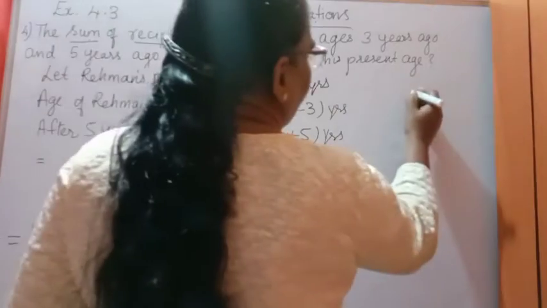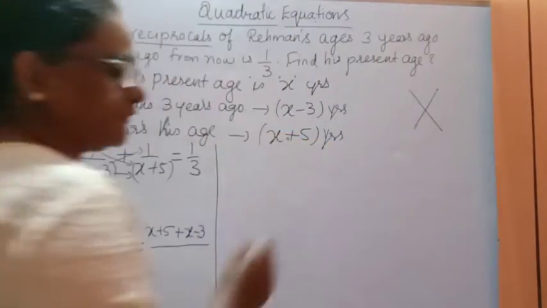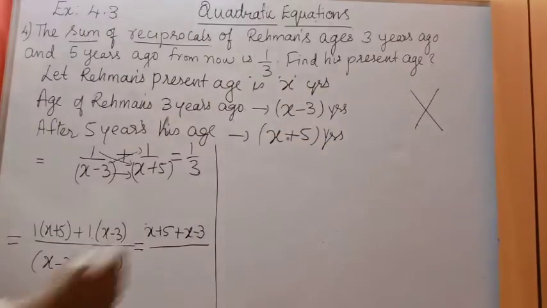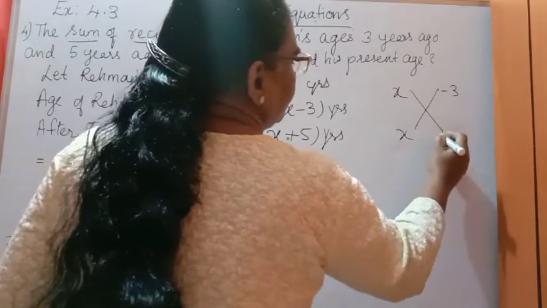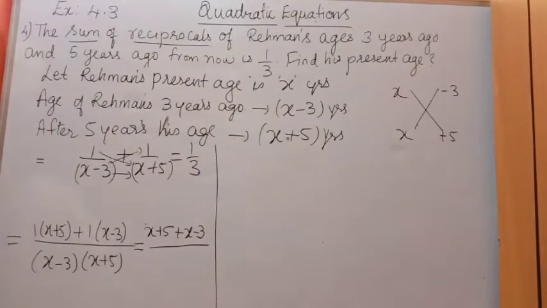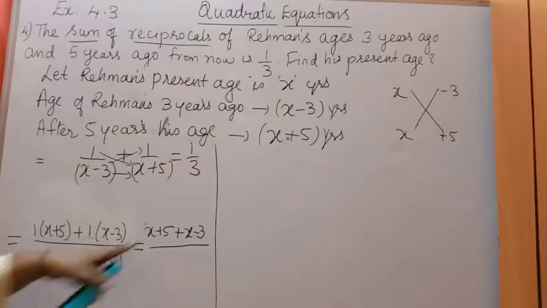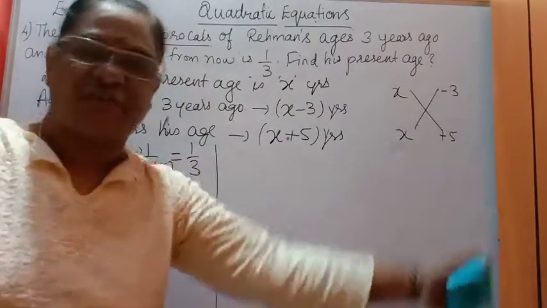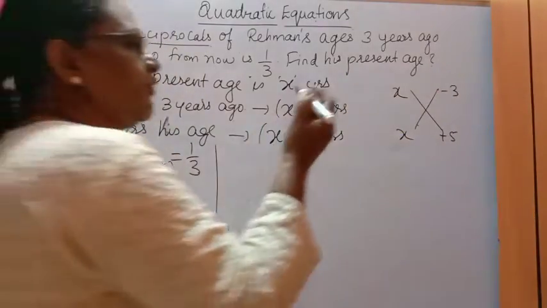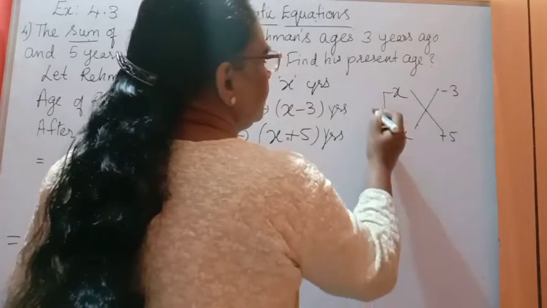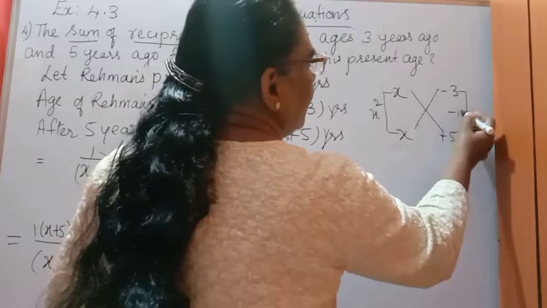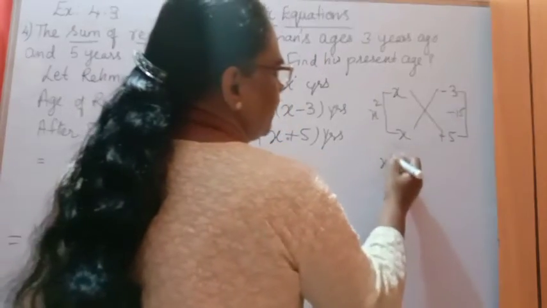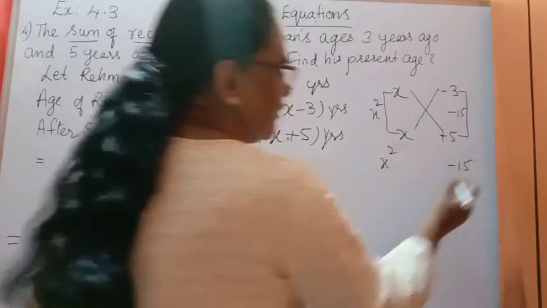Whenever you have two factors, do like this. Put x minus 3 here, x plus 5 here. Instead of splitting and multiplying, this is the easy way. Put x minus 3 as one factor, x plus 5 as another factor. Here, multiply these two, you will get x square. Multiply these two, you will get the last term. This is the first term, this is the last term you got.